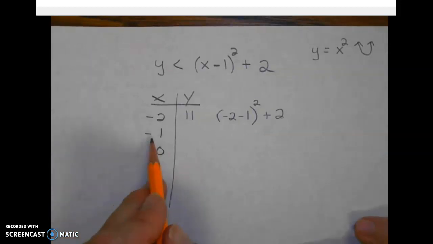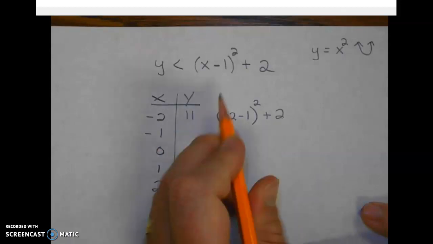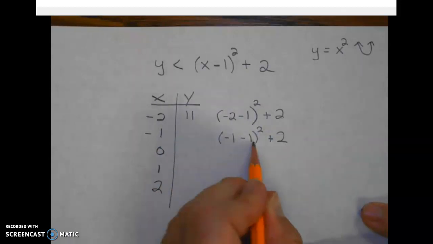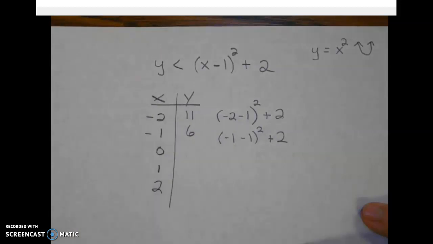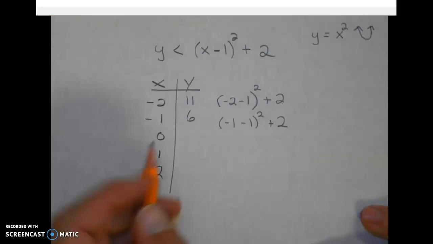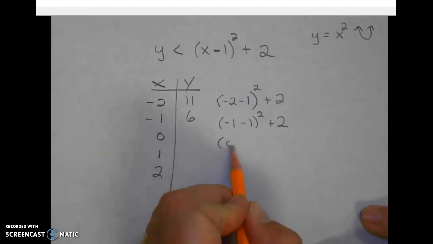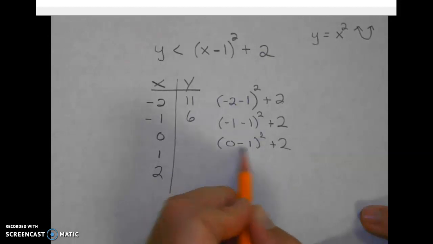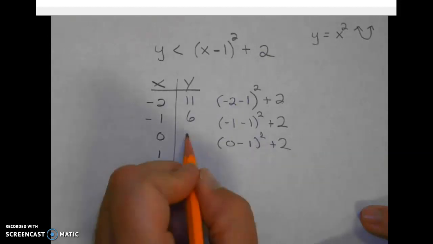Okay, so moving on to the next one, plugging -1 in, we have -1 minus 1 squared plus 2. So that's going to give us -2. -2 squared is 4. 4 plus 2 is 6. Okay, and moving on, we have 0, plugging 0 in. We have 0 minus 1 squared plus 2. So that's going to be -1 inside. -1 squared is 1. 1 plus 2 is 3.